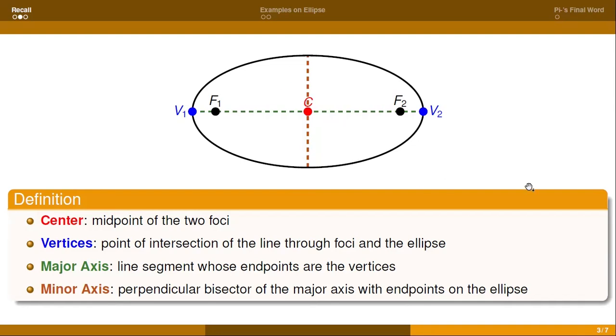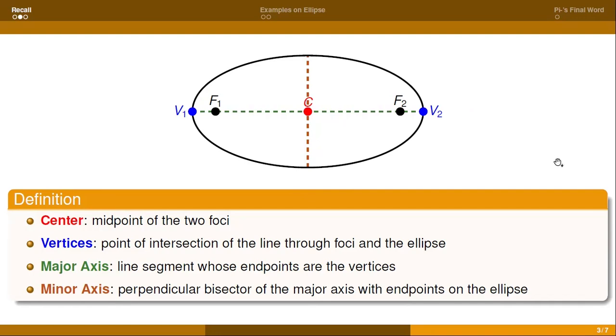It's important to remember these definitions, and moreover, it is important to understand their relationship. For instance, take note that the major axis contains v1, f1, c, f2, and v2, basically the foci, the vertices, and the center. Because of that, the center, the vertices, and the foci are all in line. Also, take note that the distance from the center to the first focus and to the second focus must be the same, and the same goes for the vertices. The distance from the center to the first vertex and to the second vertex must be the same. So it's important to take note of that later on.